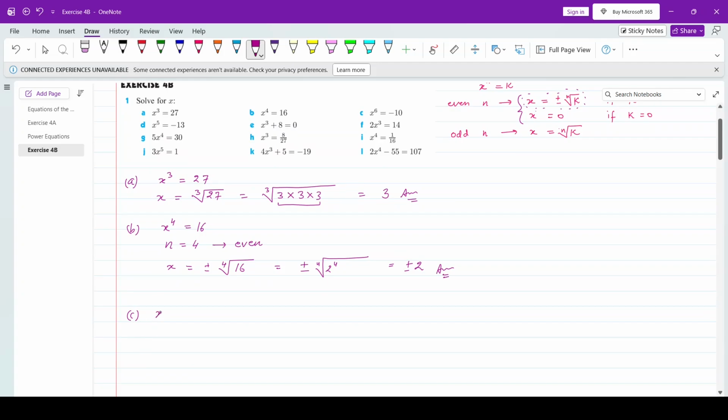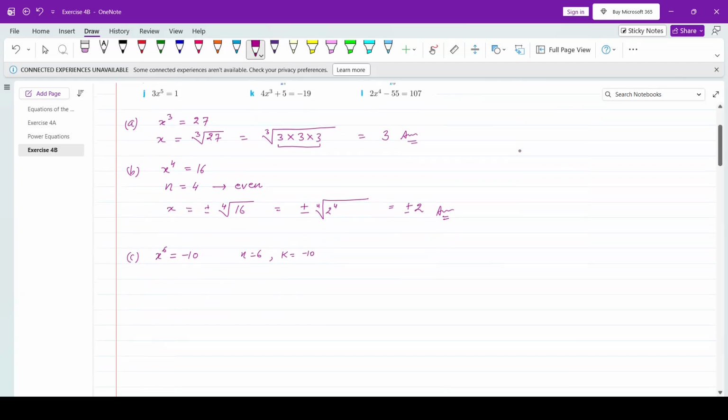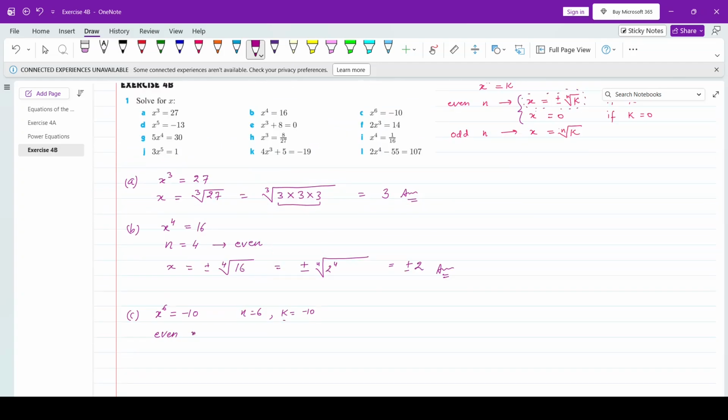Next, x raised to the power 6 is equal to negative 10. Here n is equal to 6 and k is equal to negative 10. Now we know n is even. Even n with k less than 0 gives us no real solution.